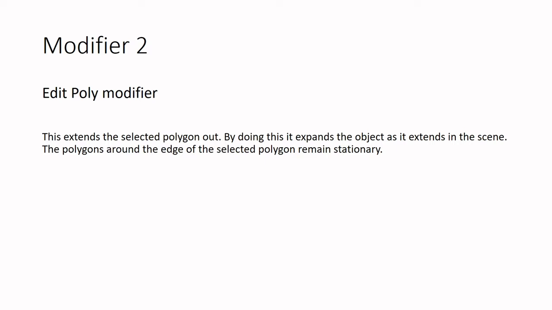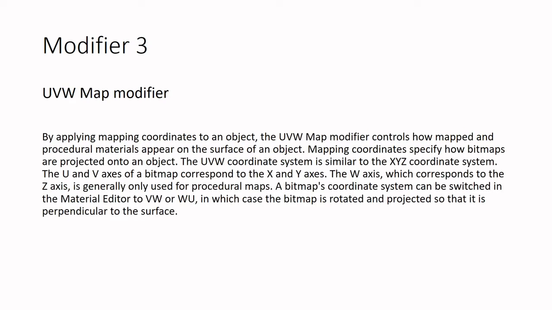UVW map modifier. By applying mapping coordinates to an object, the map modifier controls how many bitmaps are projected on the screen onto the object. The coordinate system is similar to the XYZ coordinate system. The U and the V axis of the bitmap correspond to the X and Y axis. The W axis, which corresponds to the Z axis, is generally only used for procedural mapping.